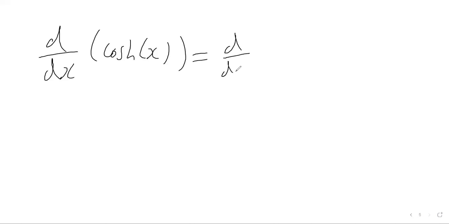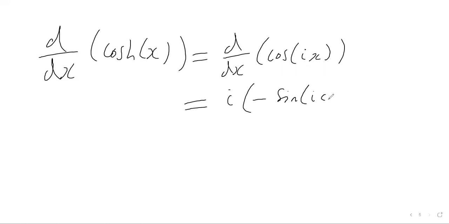So let's do that. Differentiating cosh by definition is the same as differentiating cos of ix. And again, we want to do a little bit of chain rule, so we differentiate the function inside the cos. Differentiating a constant times x is just the constant, so we get i. Then we differentiate cos of ix with respect to ix using the chain rule. When we differentiate cos, we get negative sine, so that's negative sine of ix. Simplifying the negatives, we get negative i sine ix.